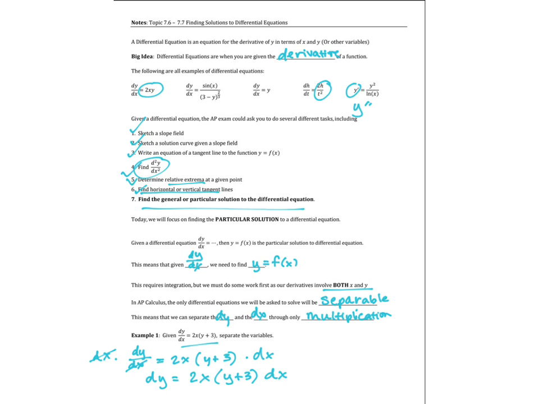And now we want to move the y stuff to the left side. We want to separate the variables. So what? Divide by that y plus 3.